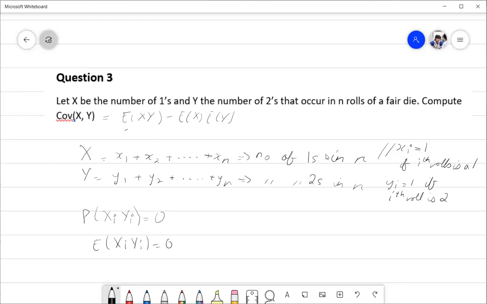So I've figured this out. Now I have to figure out E[X]. Now E[X], I think I can compute it, right? So what is the expectation of X, capital X, not small Xi, right? That will be 1 upon 6, right? If I have a fair die and I roll, if there are 6 numbers on that die, the probability of me getting 1 is 1 upon 6. Similarly for Y, it will be 1 upon 6.